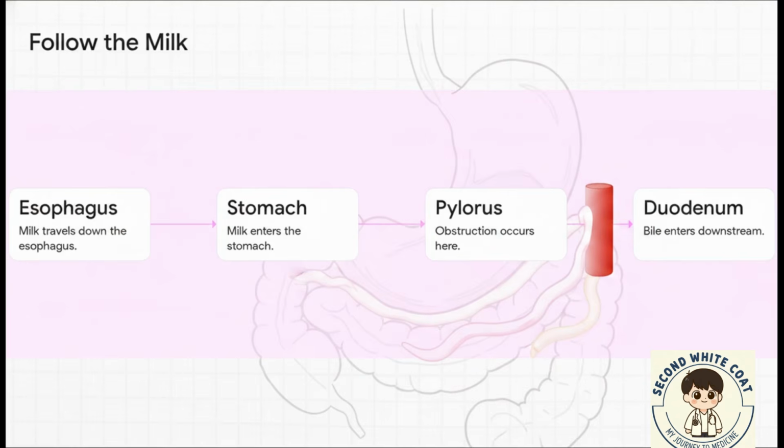To solve this one, all you really have to do is follow the milk. The milk goes down the esophagus, into the stomach, and then it tries to pass through the pylorus to reach the duodenum. But in this baby's case, it hits a massive roadblock at the pylorus. Because the milk is thrown completely backward before it ever reaches the second portion of the duodenum, where that bile is sitting, the vomit is strictly non-bilious.